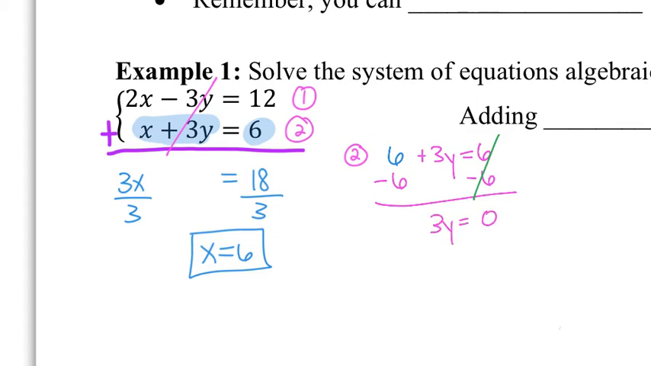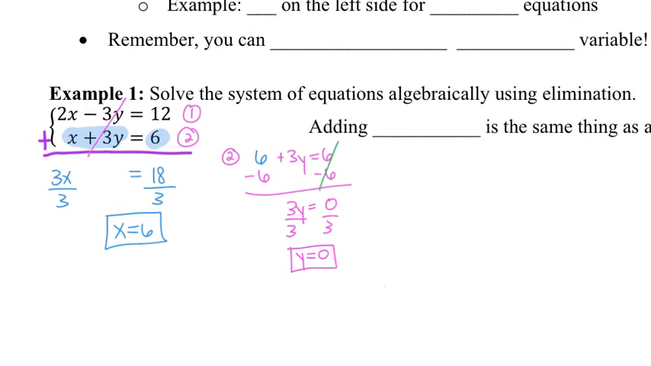So 3y is equal to 0, and then, well, we got to finish solving, divide by 3, and 0 divided by 3 is 0. So it's okay for a variable to equal 0. That's all right. So y is equal to 0. Okay. So then again, like I said before, this is the same thing as substitution because we substituted 6 back in to find out our second variable.